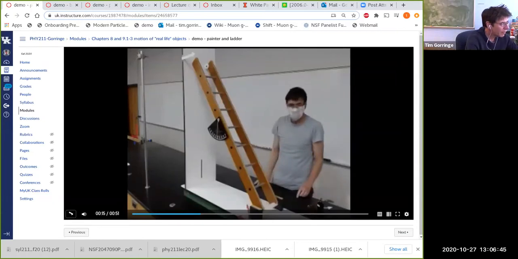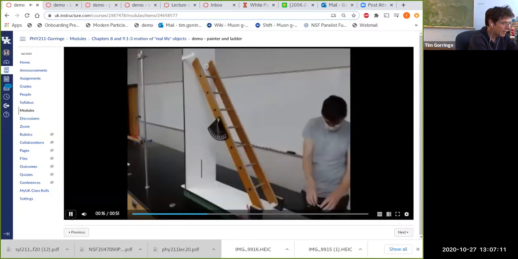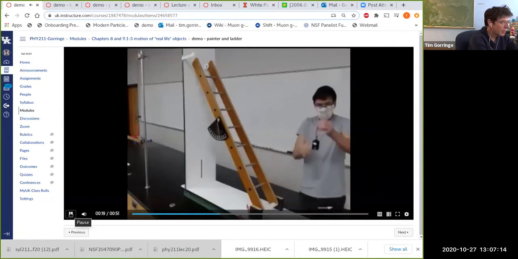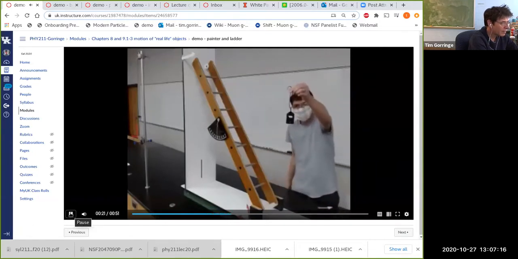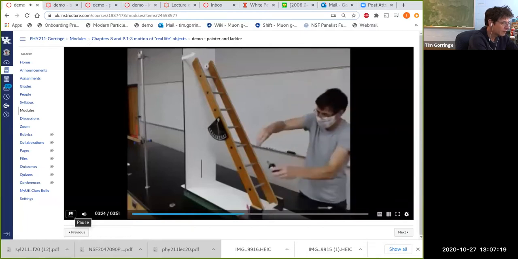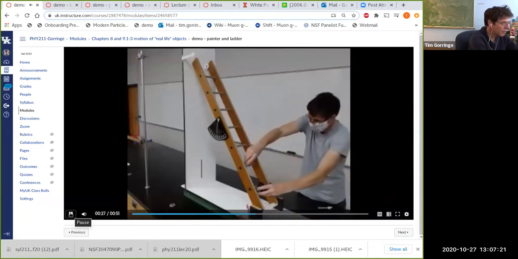And look, now we know so much about this situation. There's the weight of the ladder being pulled down towards the center of the earth. There's a force from the floor on the ladder that's both a normal force and a friction force. And then for this smooth wall, there's a normal force from the wall on the ladder. So all those forces are there. Now I've got to get a painter. Okay, so here comes the painter, and the painter is going to start climbing the ladder. And so here's the painter beginning to climb the ladder.